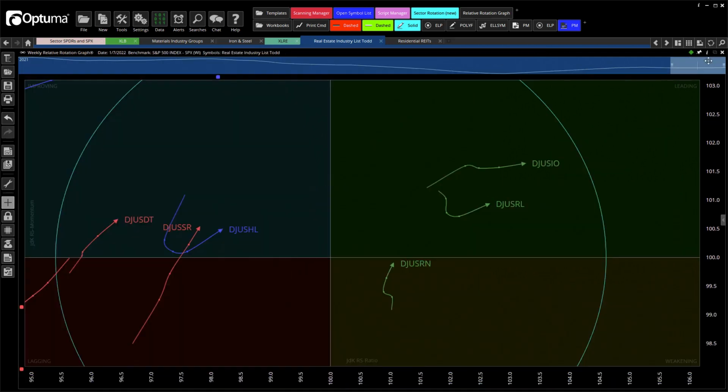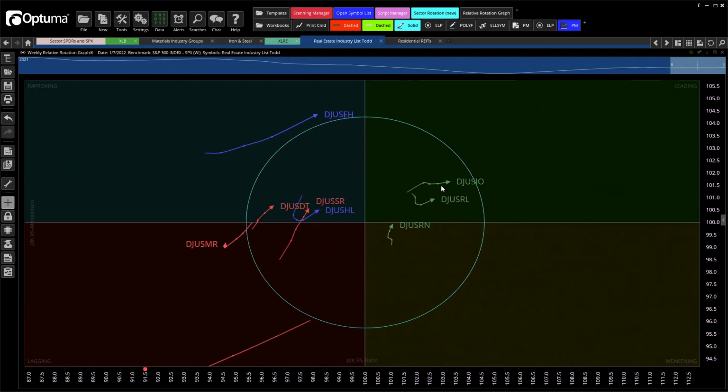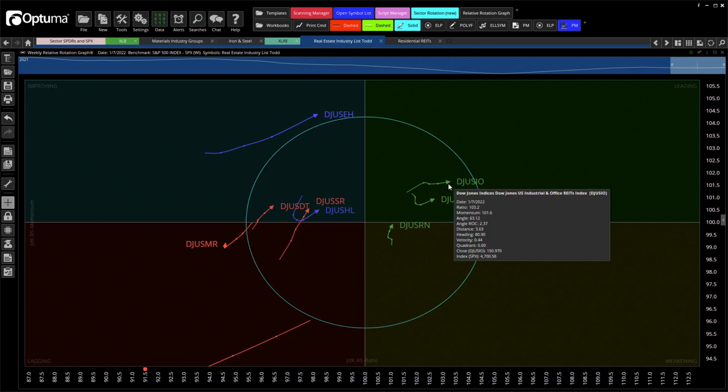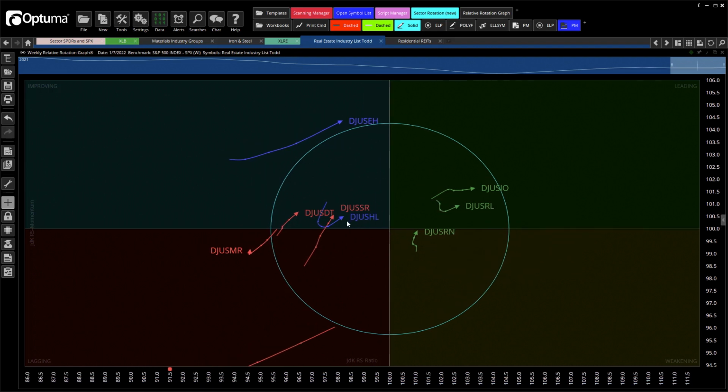So now let's move over here and take a look at, zoom out here. Right now we have 2 of these real estate industry groups in the lead. We have the industrial and office REITs here, and we have the retail REITs. But rising back here up out of the weakening quadrant, back with another northeasterly heading, is the residential REITs. And that's actually a positive sign. All 3 of these look to continue to make their moves higher.